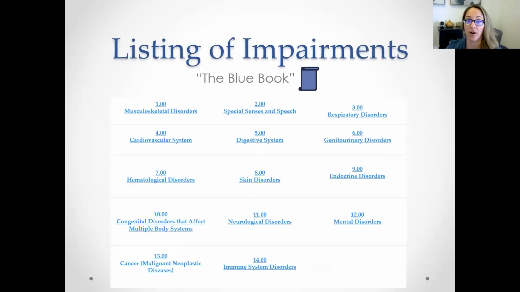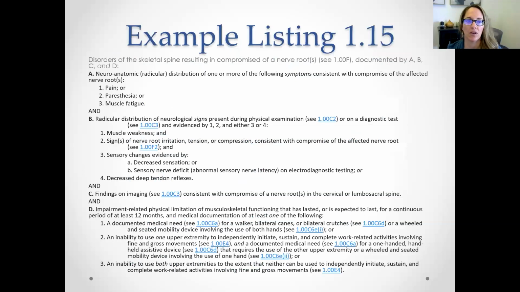So I told you I was going to tell you about the listing of impairments. It's also known as the Blue Book, you may have heard of. Some people call it the Blue Book. We attorneys and judges call it the listings of impairments. They are categories broken down by all the different body systems. So if you look here, 1.00 is the musculoskeletal disorders, 8.00 skin disorders, 11 neurological disorders, 12 mental disorders. I'm going to show you an example of listing 1.15, which is under the musculoskeletal disorder umbrella.